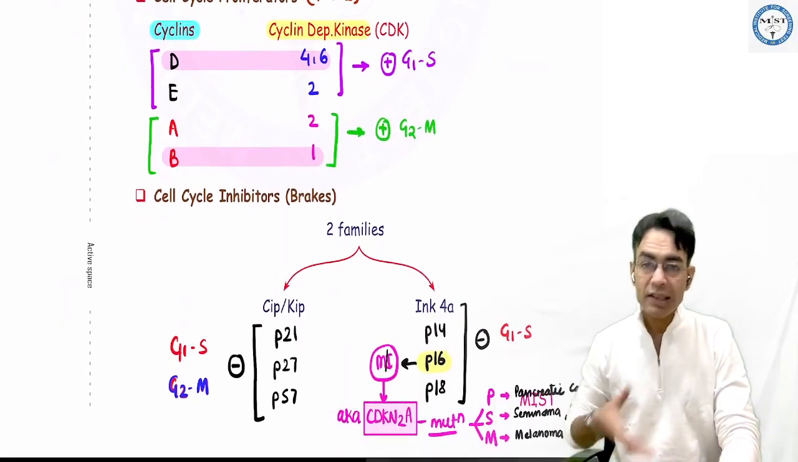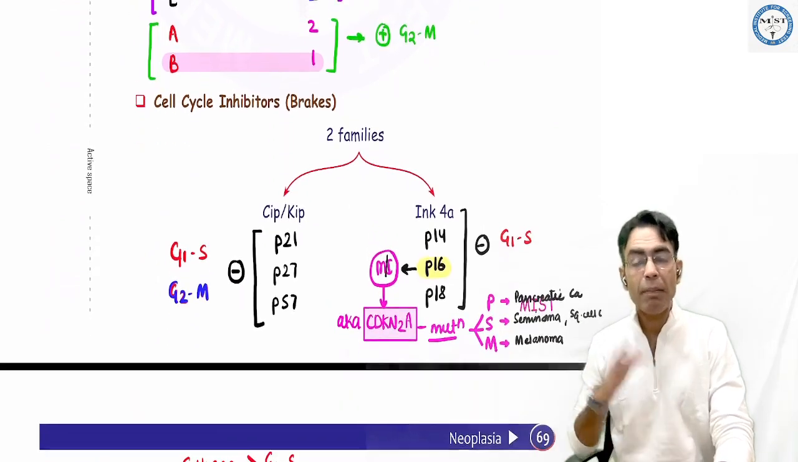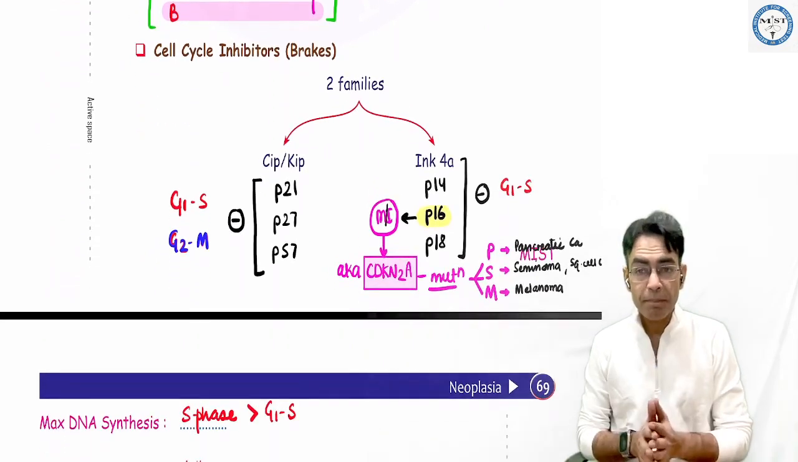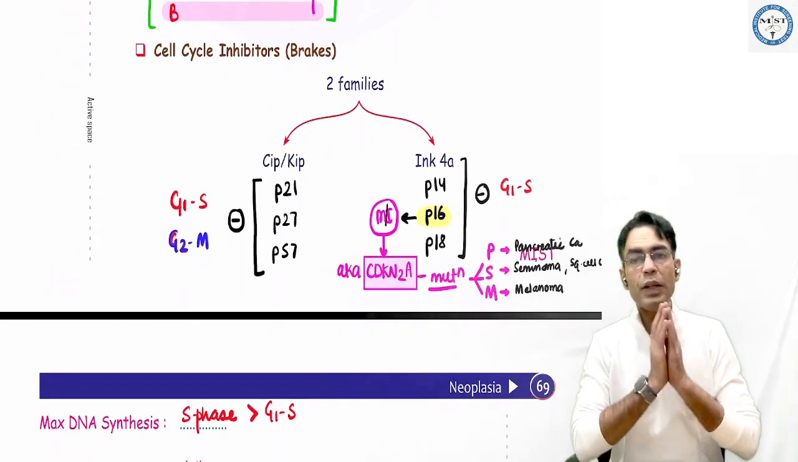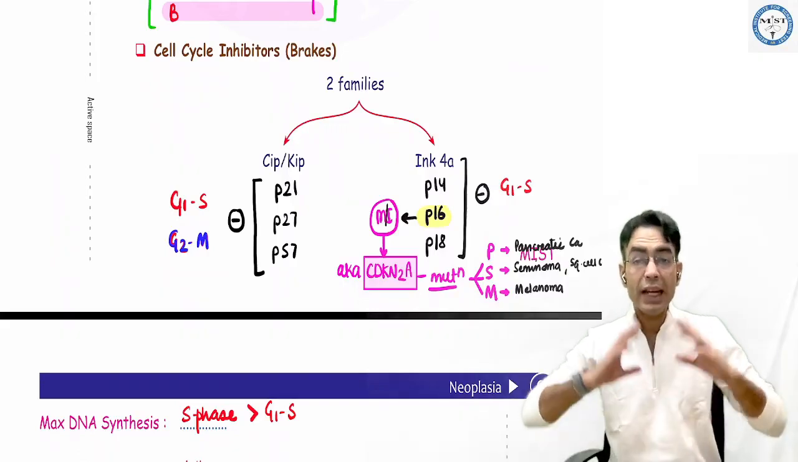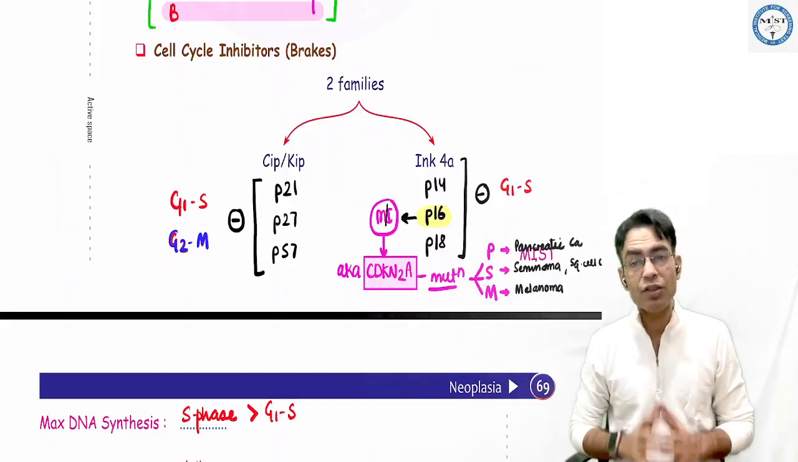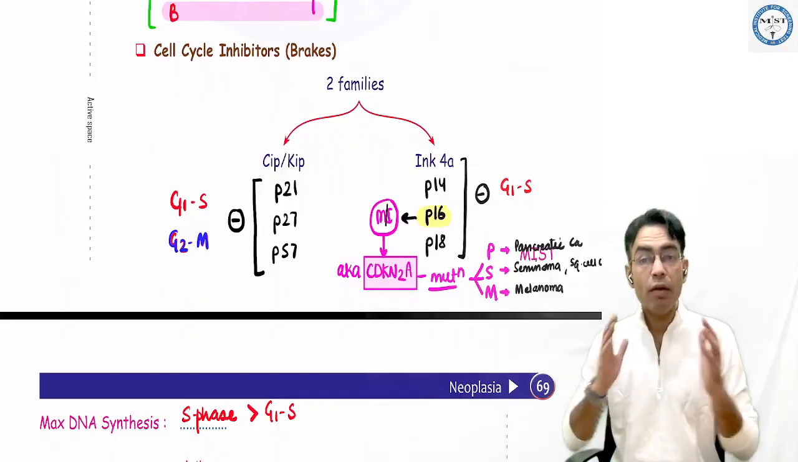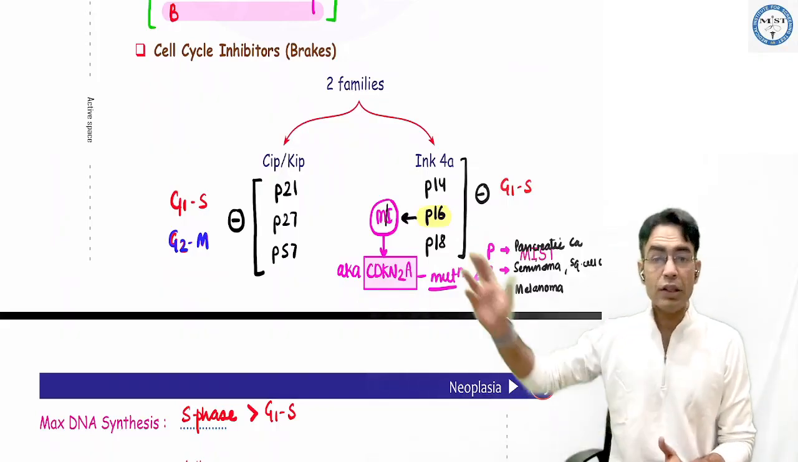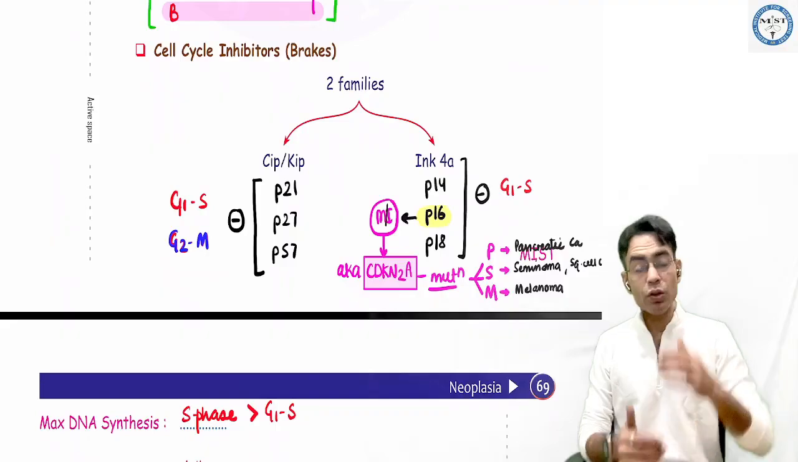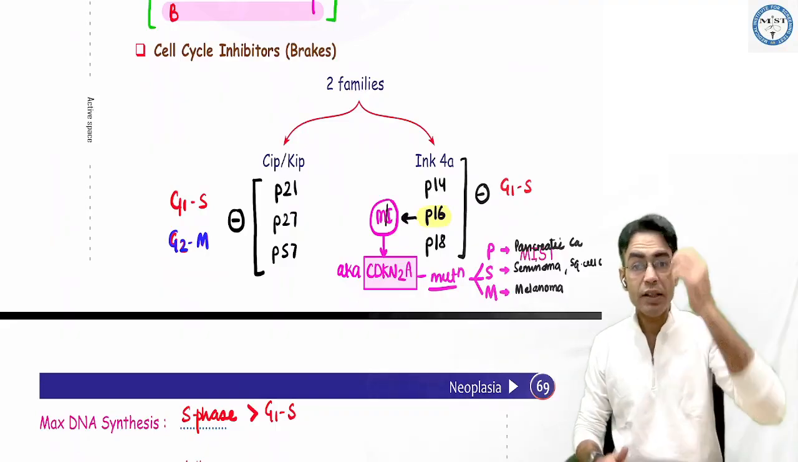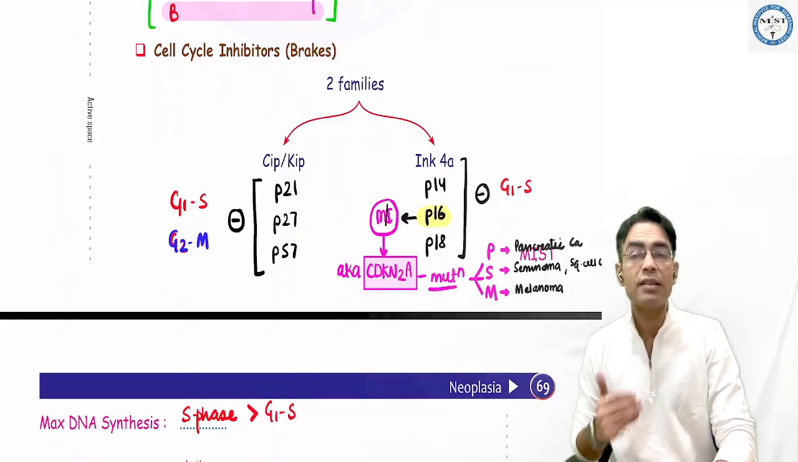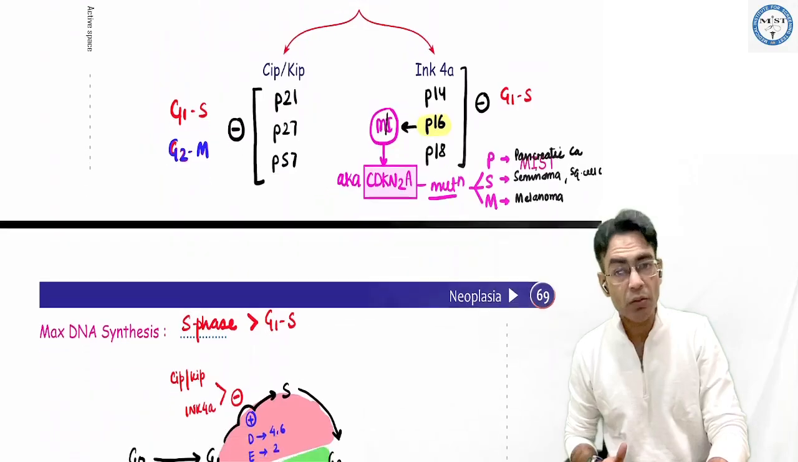Now cell cycle inhibitors, the brakes. There are 2 types, CIP/KIP and INK4A. CIP/KIP, because they are bigger molecules, P21, P27, P57, can apply the brake in both phases, G1 to S and G2 to M, and the smaller ones, P14, P16, P18, are only for the first phase. Now, this P16 is the most important one. It is also called CDKN2A, and mutation in this can lead to pancreatic cancer, seminoma, squamous cell carcinoma, and melanoma.